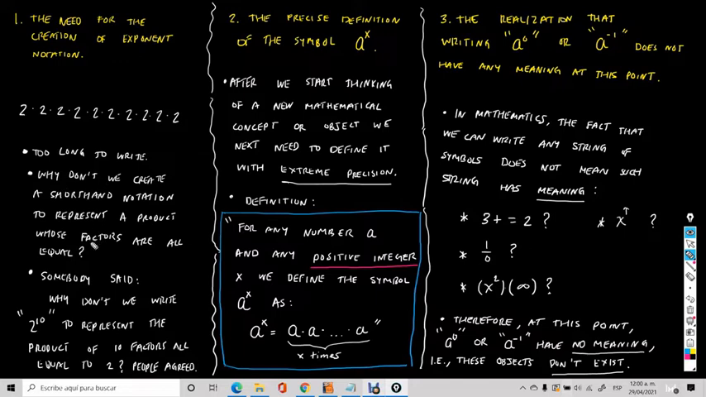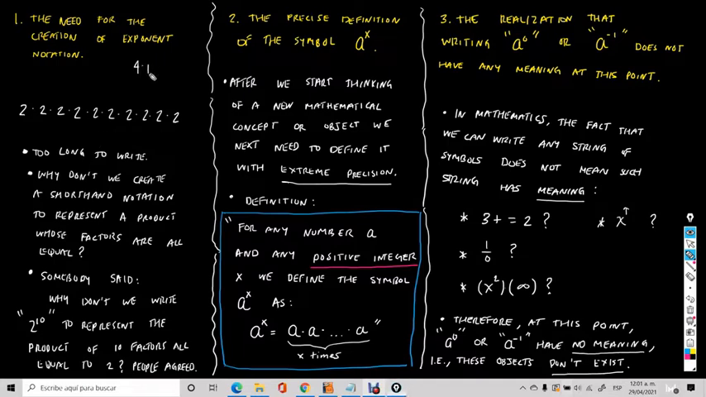So they asked themselves this question, because mathematicians are always trying to make all the writing as economical as possible. And somebody said, why don't we write the symbol 2 and then a little 10 on top, on the corner? Why don't we write this symbol to represent the product of 10 factors? There it is, 10, all equal to 2. There it is. And people agreed with this symbology to represent something like this.